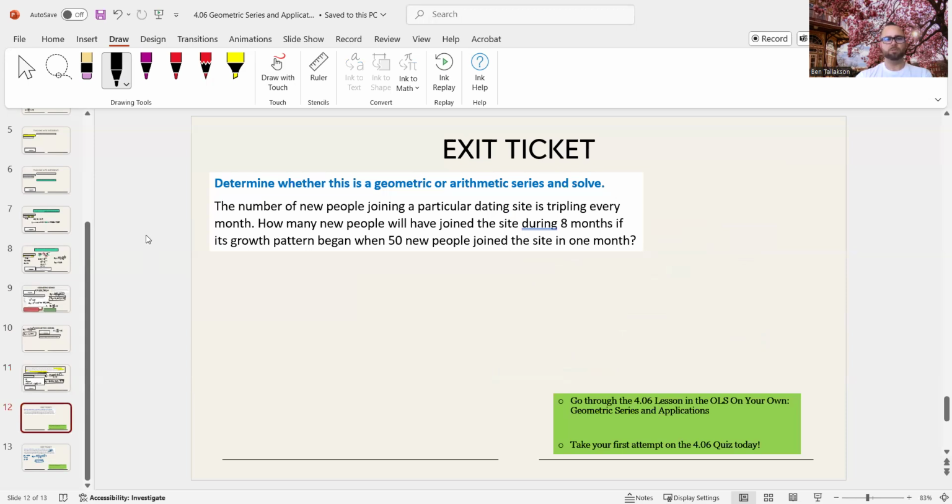And our last problem for the day: determine whether this is a geometric or arithmetic series and then solve. This is different from any question you've been asked today because every time up until now you've been told this is a geometric series. That's all we did today. But now you need to determine which one it is or if it's neither. Pause this, try it before I go over it.